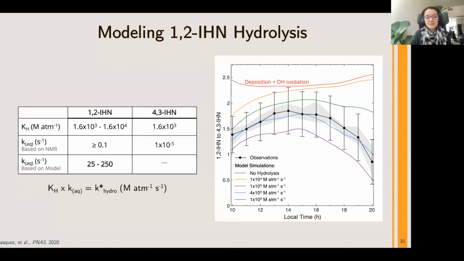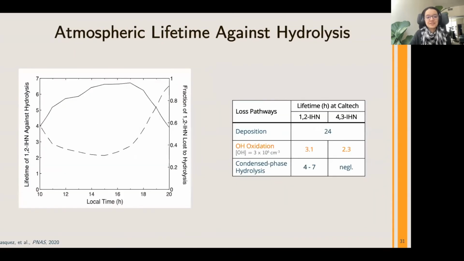We can then use these numbers to back calculate what the atmospheric lifetime should be. And we get a range of 4 to 7 hours, with the shorter lifetimes being present in the later afternoon, evening, where relative humidity is increasing over the night. It doesn't quite outcompete OH oxidation at Caltech, but it's still substantially fast enough that it does make a difference. And in fact, even at the longer lifetimes, it's still taking up over a third of the 1,2-hydroxynitrate loss. And so this is implying that these compounds as a whole act as the permanent NOx sink.